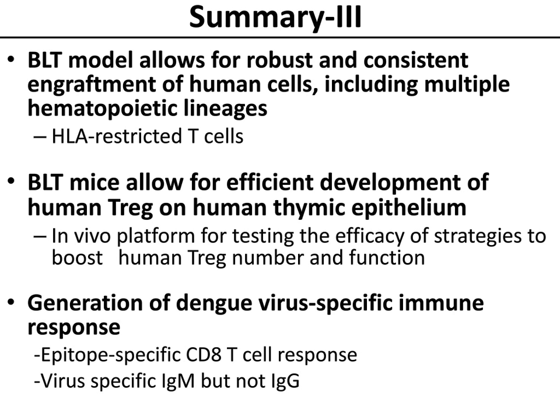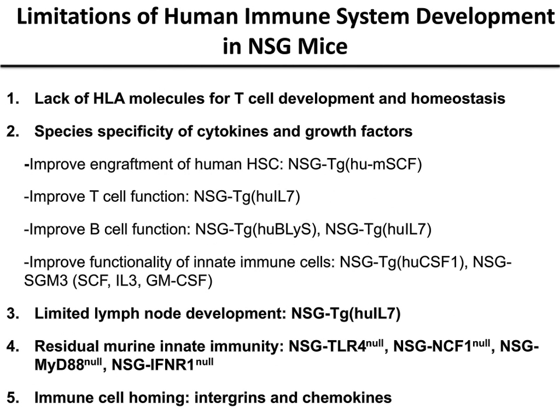So on the final discussion slide is to really talk about the limitations of these humanized mouse models. A number of laboratories, including ours, have made significant progress in making these useful, but there's still room for improvement. And these are listed on the next slide. Basically, there's a lack of HLA molecules being expressed in these mice that are important for T cell development and for homeostasis. So a number of labs, including ours, have developed NSG animals or other strains expressing human HLA.